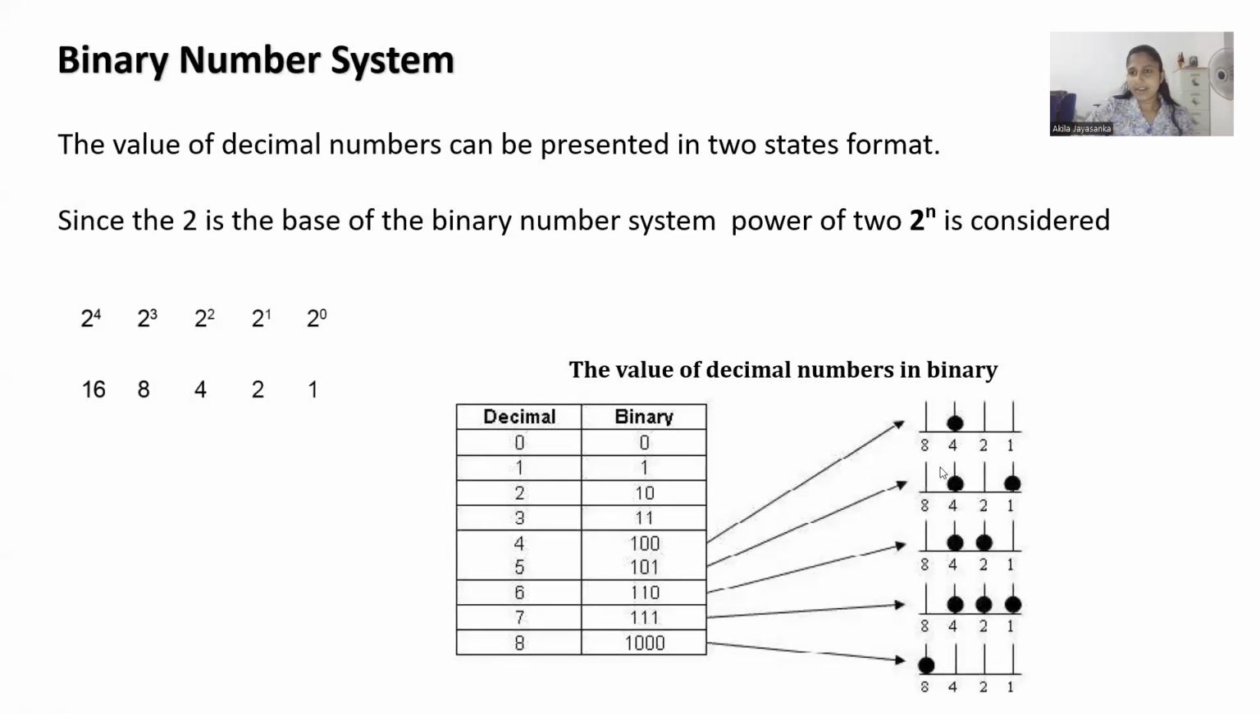Binary number system, right? Now we move into another part regarding binary calculations. The value of decimal numbers can be represented in two-step formats, since 2 is the base of the binary number system, power of 2 is considered, right?